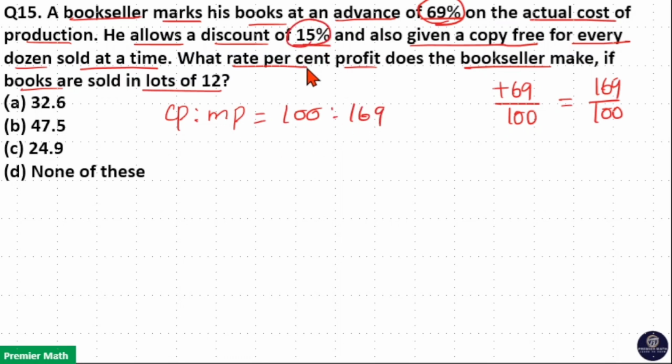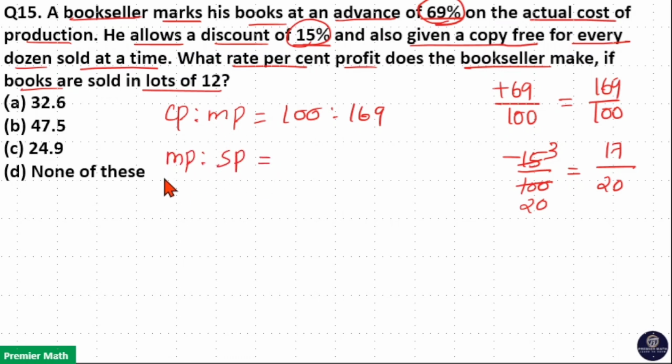Now he gives a discount of 15%, which means minus 15 by 100. 5 goes 3 times in 15, 5 goes 20 times in 100. Minus 3 by 20 means if 20 parts is the marked price, 20 minus 3, 17 parts is the selling price, because 3 parts is the discount here. So take the ratio of marked price and selling price, because I can cancel the marked price here. Now the marked price is 20 parts and the selling price is 17 parts.